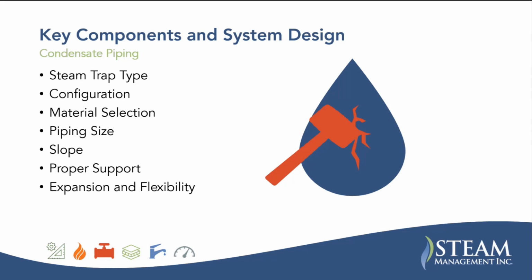And then you have expansion and flexibility. So you have to account for the thermal expansion of the pipe as it heats and cools. This is done through proper piping support selections as well as routing design to make sure you have enough flexibility in the pipe for the different operating conditions.